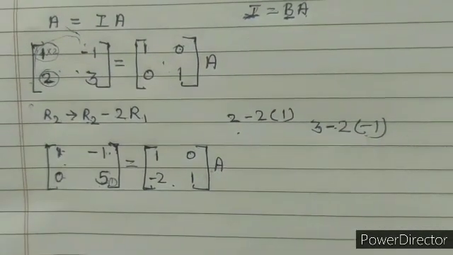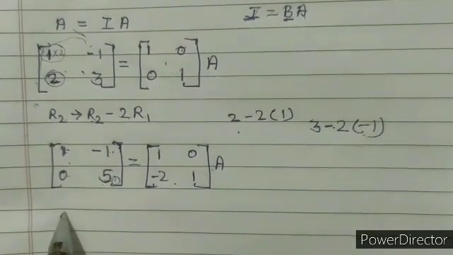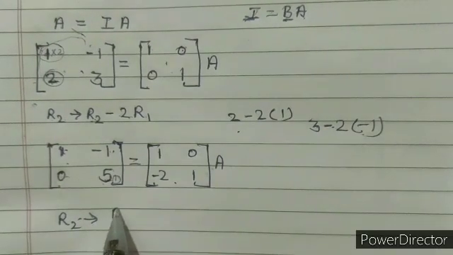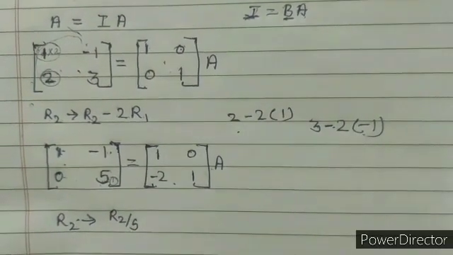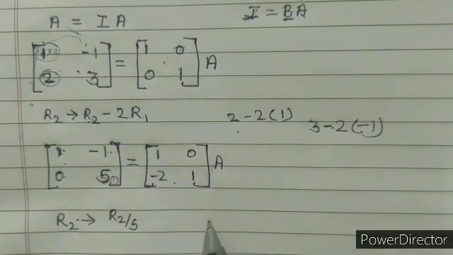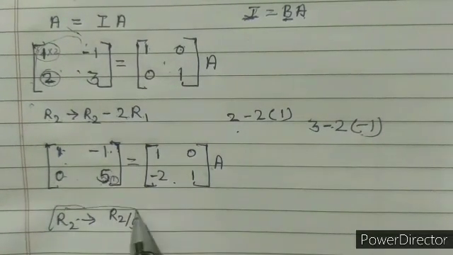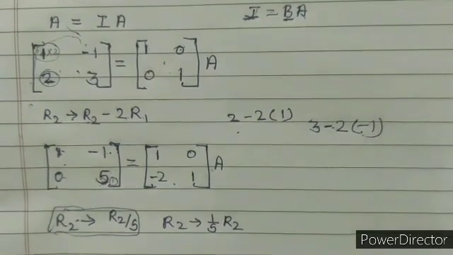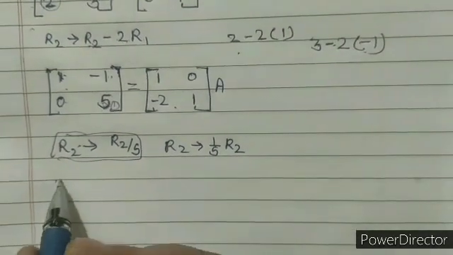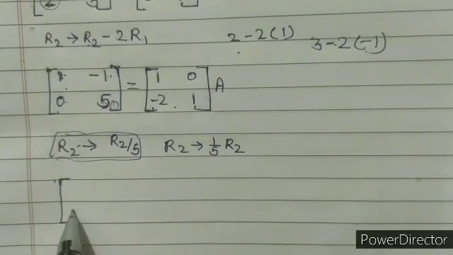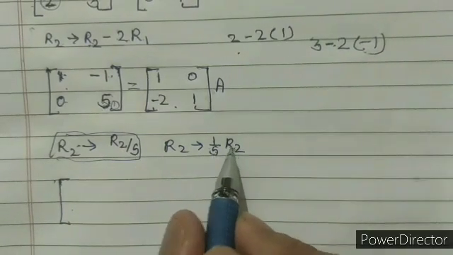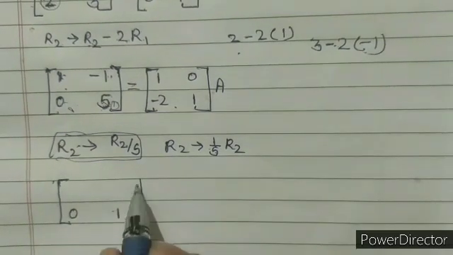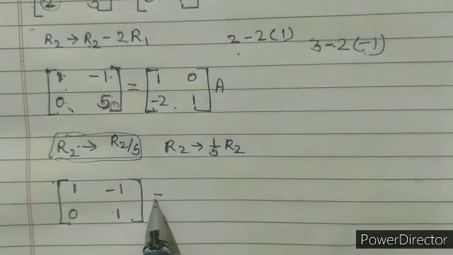So in order to convert this 5 into 1, we will divide row 2 by 5. On dividing row 2 by 5, we will get this 5 as 1. This can also be written as row 2 becomes 1 by 5 into row 2. And that will give us row 2 as 0, and 1 by 5 into 5 will be 1. Here row 1 will remain the same.